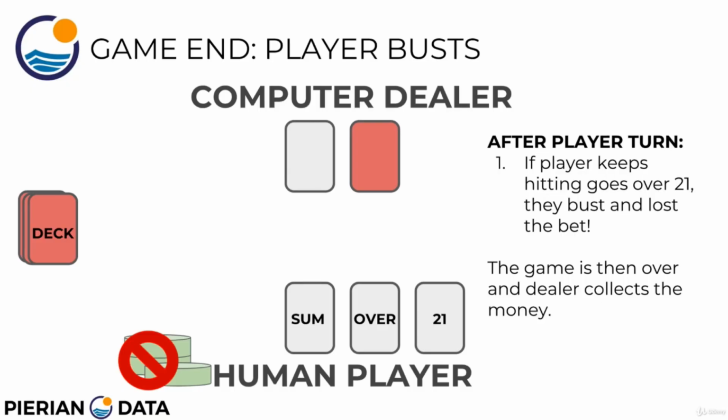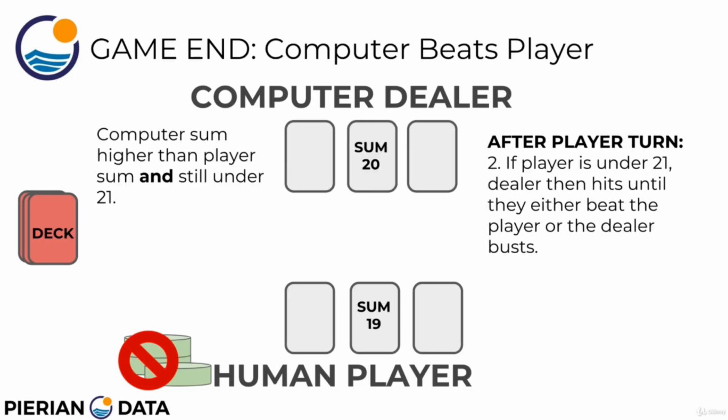So let's see the possible ways that the game can end. First off, if the player keeps hitting before the computer even goes and they go over 21, then they bust and they lose their bet. The game is then over and the dealer collects the money. So that's one way that the game can end, which is the player busting. And this is before the computer dealer even has to go.